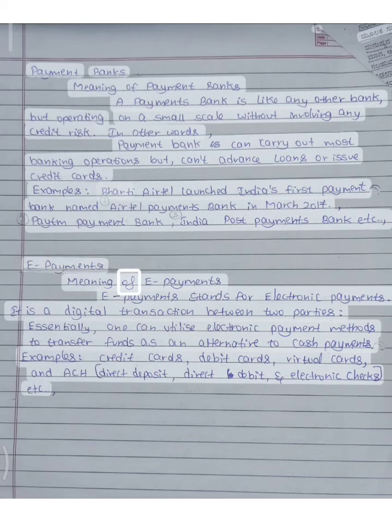E-payments. Meaning of e-payments: e-payments stands for electronic payments. It is a digital transaction between two parties. Essentially, one can utilize electronic payment methods to transfer funds as an alternative to cash payments. Examples: credit cards, debit cards, virtual cards, ACH, direct deposit, direct debit, and electronic checks, etc.